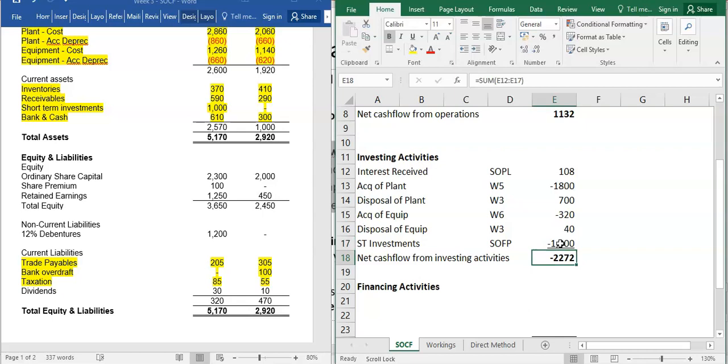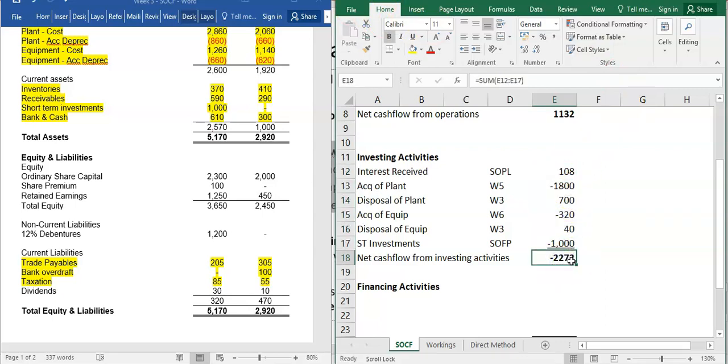So some students get confused with that. It's an outflow because you're putting cash somewhere else. You're taking money out of your bank and putting it into a short-term investment. So the debit and credit in 2014 would have been debit short-term investments, credit bank. Right? So that's an important one to keep an eye on. So that's an outflow. So there you have your investing activities complete.